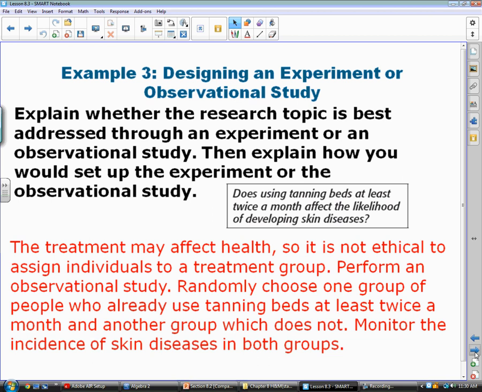So you're probably going to do an observational study. Randomly choosing one group of people who had already been using tanning beds at least twice a month. That's kind of up to them. And another group who does not. And then after that, you just monitor what happens. Do they get skin disease for both, or does one less likely?